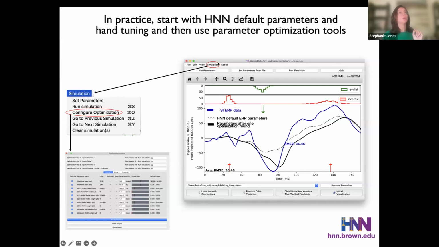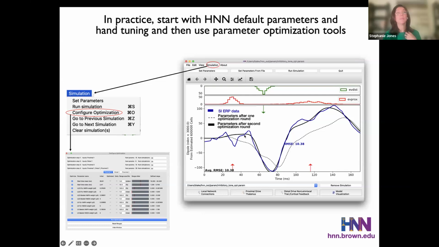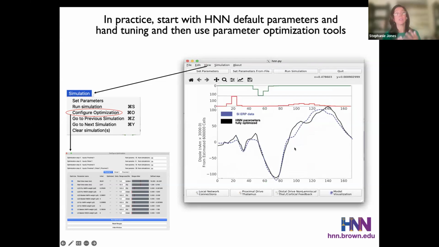And so if you go into simulation, configure optimization, you can choose the parameters you want to optimize and the range to optimize around. You run optimization. Here's the fit before I optimized. Here, the black is the fit after one optimization. I can optimize again. Here's another optimization. And then ultimately, I get to the fully optimized solution.